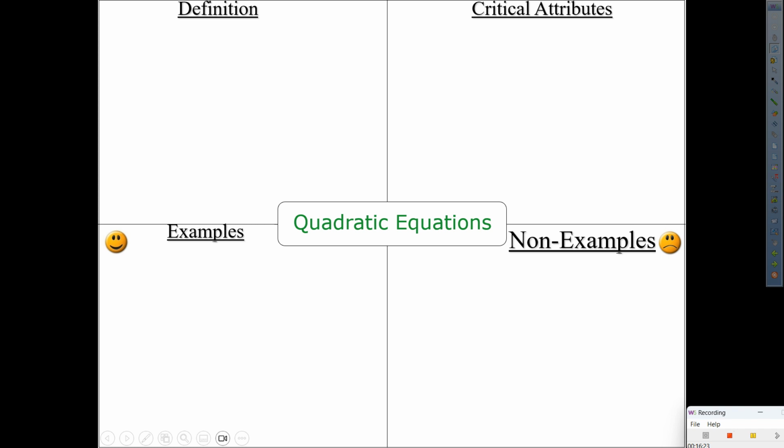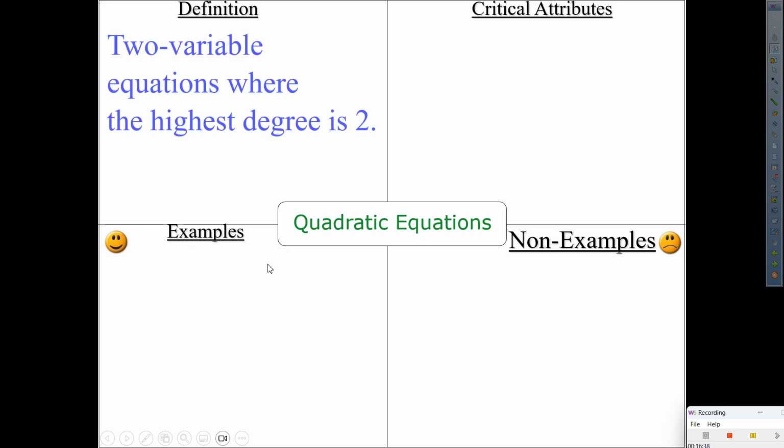What are quadratic equations? Definition. Quadratic equations are two-variable equations where the highest degree is 2. Quadratic equations are two-variable equations, highest degree of 2.